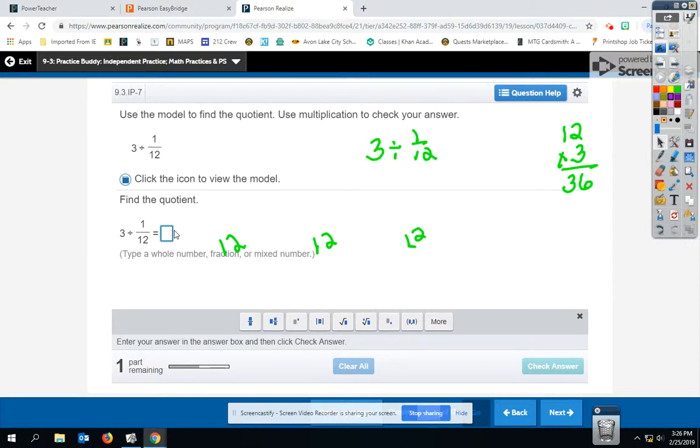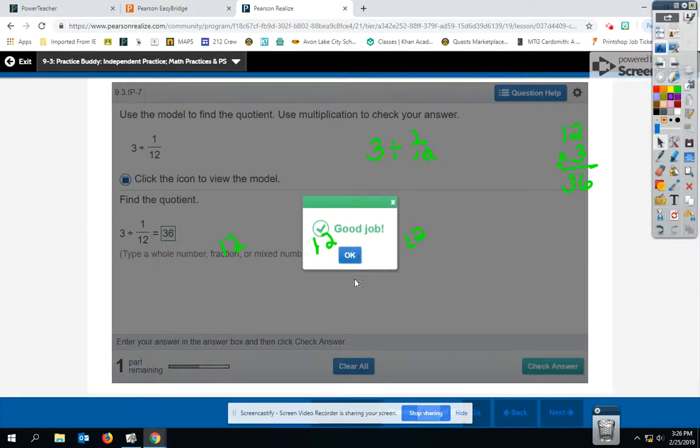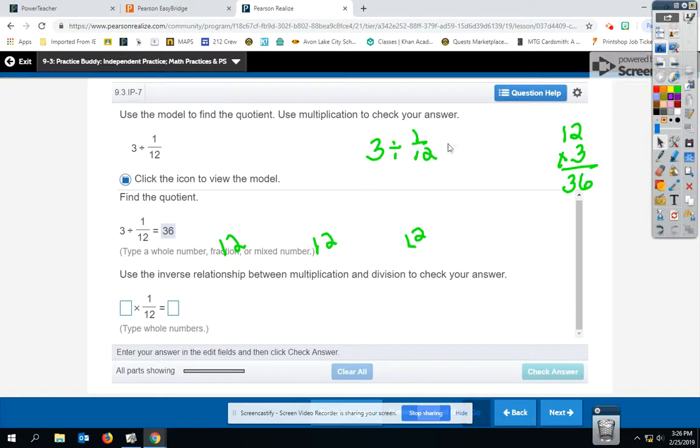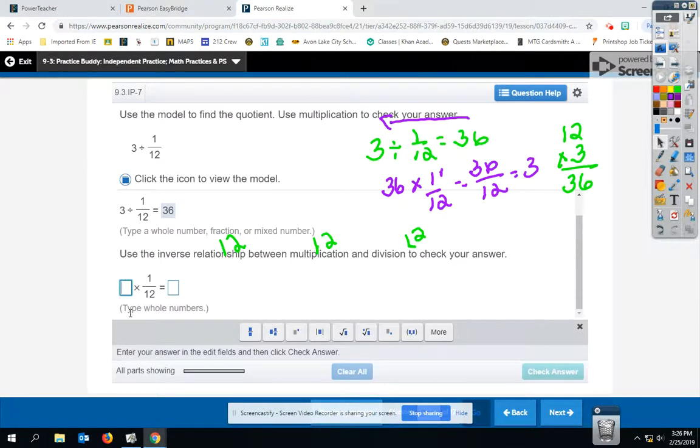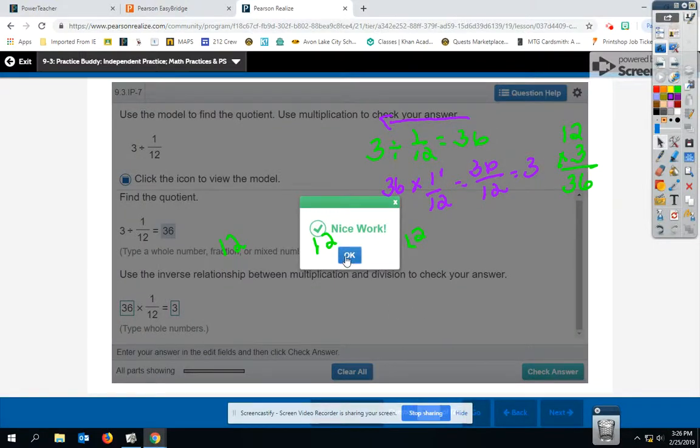And we want to go down here and check it. Now that I know 3 divided by 1/12 equals 36, to use multiplication to check my work, I work backwards. 36 times 1 over 12 equals 36 over 12, and 36 divided by 12 is 3. Good work. Let's check that out here. I'm going to put a 36 here, times 1/12 equals 3. I check my work, and I get a nice job.